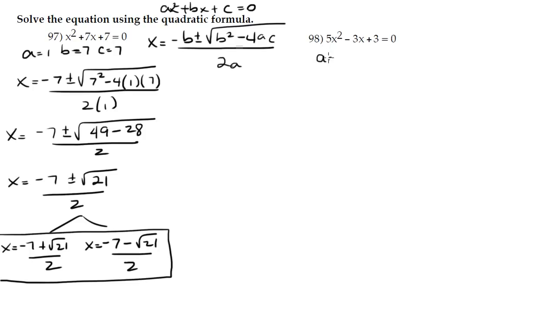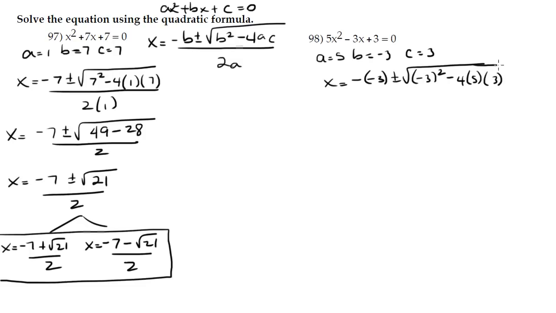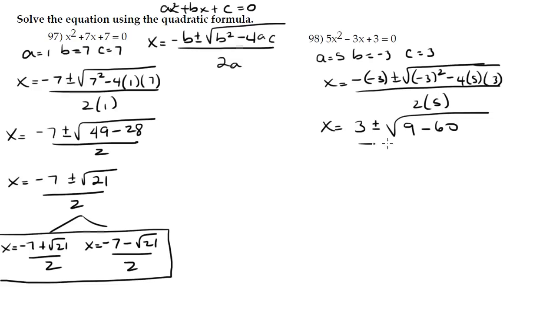For number 98, a equals 5, b equals negative 3, and c equals positive 3. So x equals negative b, so negative negative 3, plus or minus the square root of negative 3 squared minus 4 times 5 times 3, all over 2 times 5, 2a. So x equals positive 3 plus or minus the square root of 9 minus 20 times 3 is 60, all over 10. So x equals 3 plus or minus the square root of negative 51 over 10.